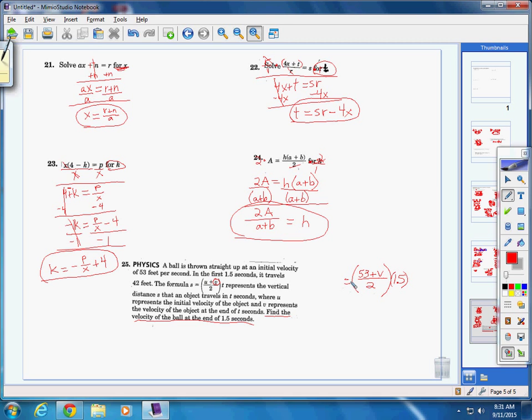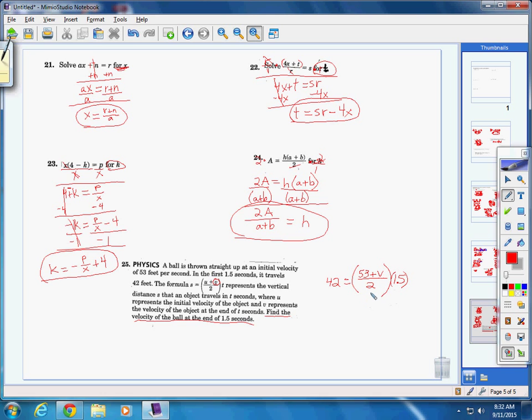And of course equals, well, s represents the vertical distance that an object travels in a certain amount of time. And we are told in the first 1.5 seconds, the ball travels vertically 42 feet. So in place of s, we're going to put 42. Now, the only variable we don't know is v. That's what we're trying to solve for. So let's just do this like a normal equation.